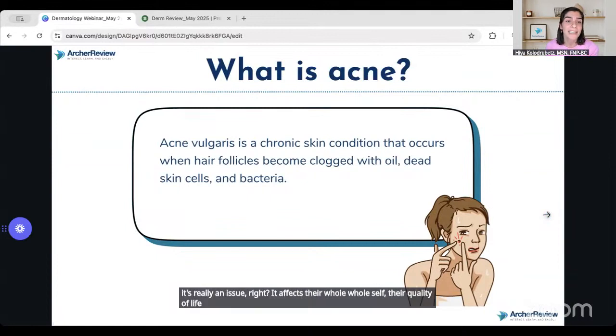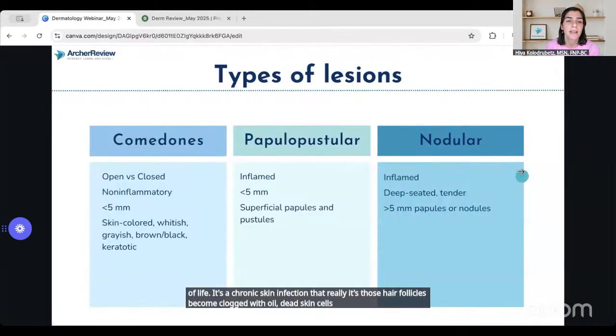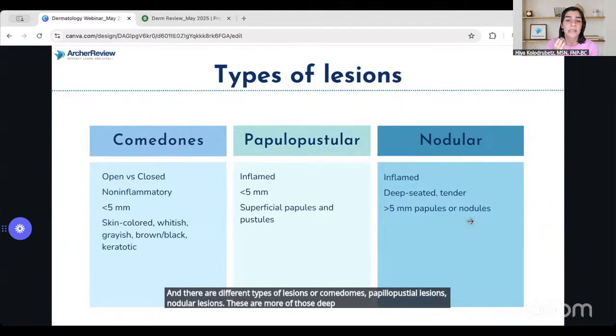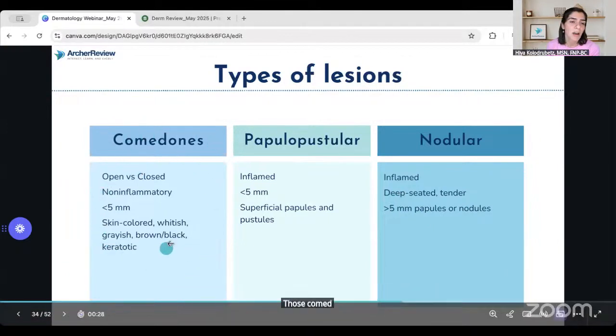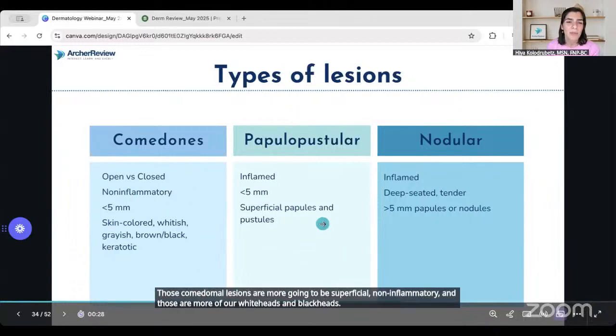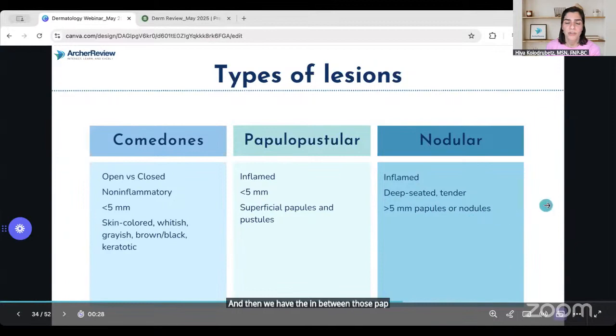It's a chronic skin condition where hair follicles become clogged with oil, dead skin cells, and bacteria. There are different types of lesions: comedones, papulopustular lesions, and nodular lesions. Nodular lesions are the deep-seated, rooted lesions that are really painful and inflamed, and they're going to be more than 5 millimeters. Comedone lesions are superficial, non-inflammatory, and those are our whiteheads and blackheads. And then we have the in-between, the papular-pustular lesions as well.